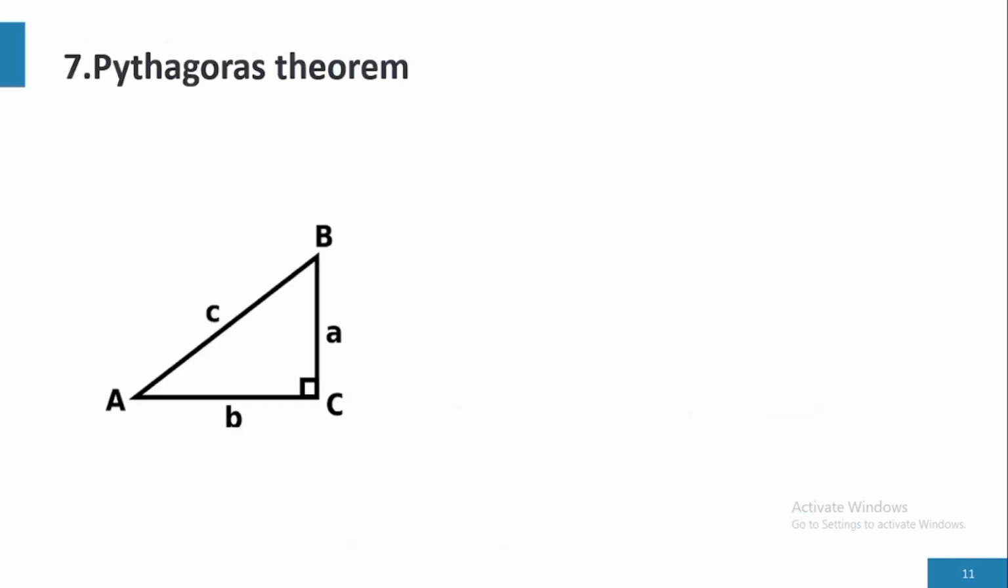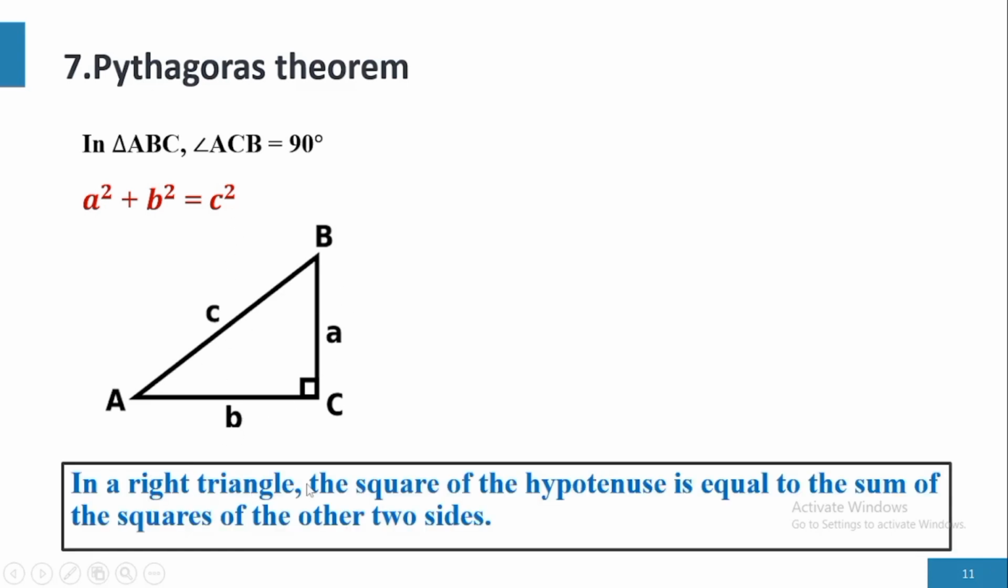Seventh important property we all must know is Pythagoras theorem, which generally all of you know. Pythagoras theorem is mainly for right angle triangle. Now in this triangle ACB, angle C is 90 degree. Let these small letters represent the measures of the sides of this right angle triangle. And if this is the case, then what does Pythagoras theorem state? It states that the sum of squares of two sides of a triangle will be equal to the square of its hypotenuse. In a right angle triangle, the square of hypotenuse is equal to the sum of the squares of the other two sides.